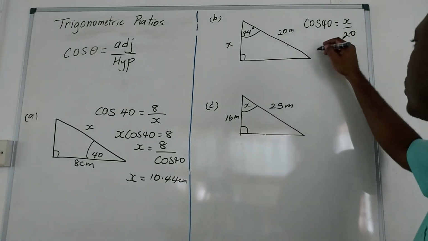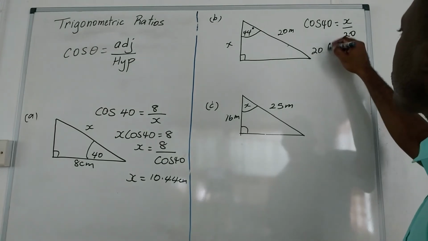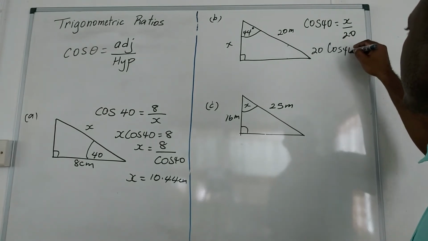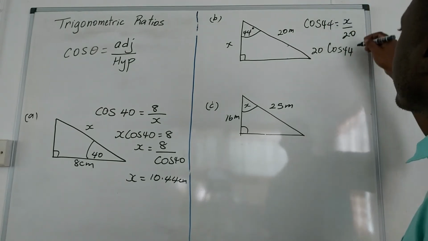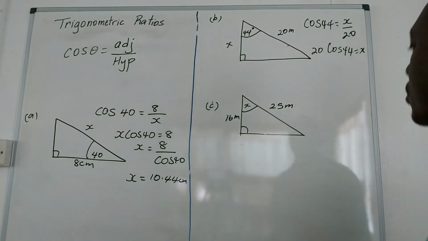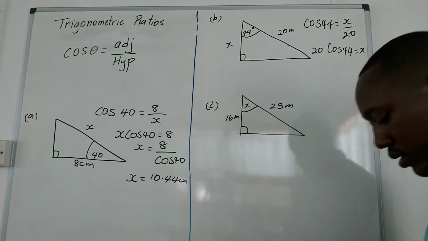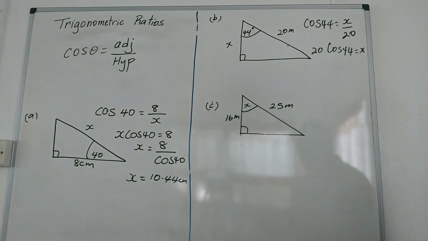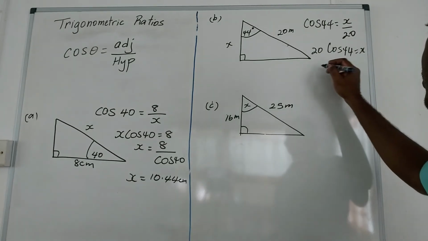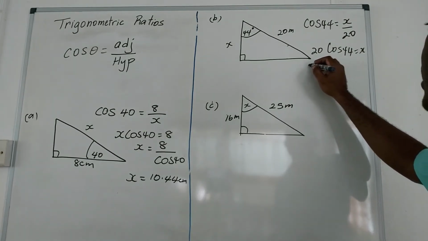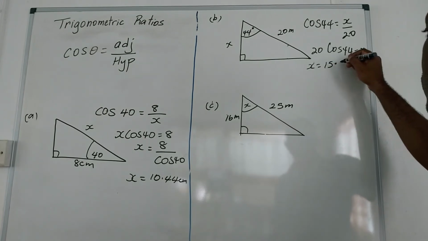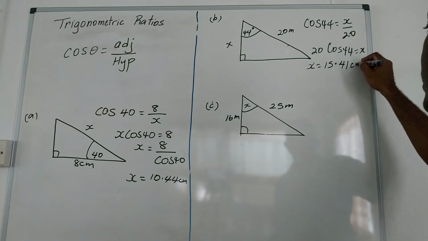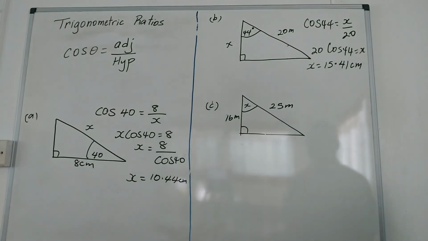So that will be 20 times cos 44 is equal to x. So 20 multiplied by cos 44 is equal to 15.41. x is equal to 15.41 cm. All right, good.